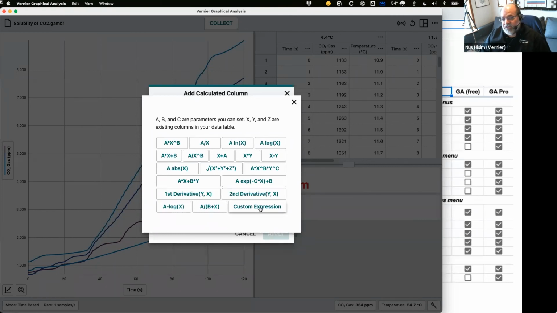But the custom expression, I had a teacher ask me how to convert pH to concentration of hydrogen ion. And there's no particular expression here that works super well for that. So I could take the pH value and make that the exponent of 10, or the negative exponent of 10, and you can do that with the custom expression, which is easier than some of these other built-in ones. Some physics teachers have a lot of uses for that.